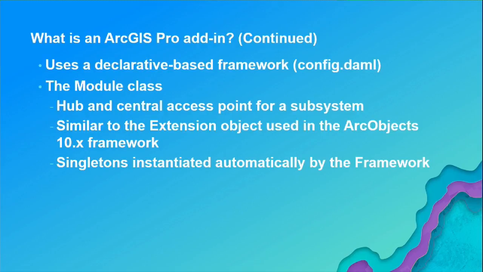So when you work with an add-in, you start with two basic things, the config.daml and the module class file. An add-in uses a declarative framework to define its UI elements. And the config.daml file in your add-in is where you define these UI elements. We will see more of that in the next slide. The module class file in an add-in is the hub and central access point for your subsystem. So if you want to modify any functionality within a subsystem, you start with its module. It's very similar to the extension object used in the ArcObjects 10.x framework, and it's a singleton instantiated automatically by the framework.